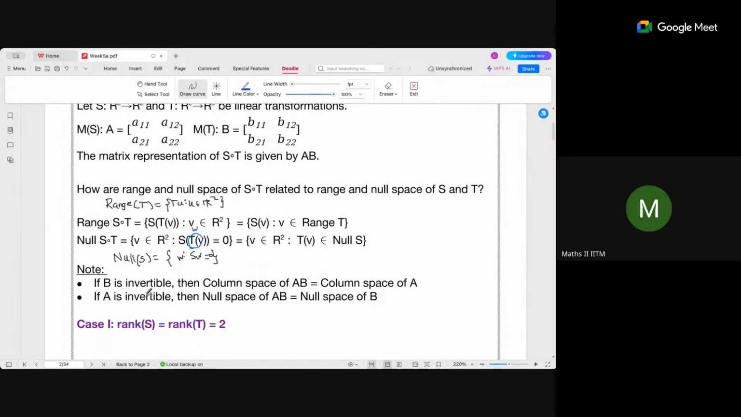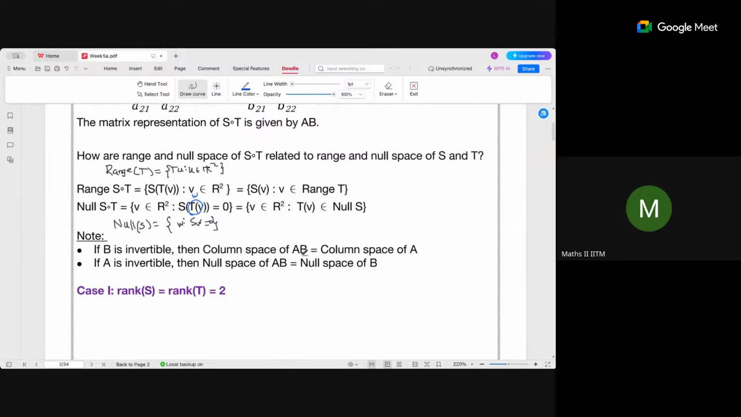Okay. If B is invertible, then the column space of AB equals the column space of A. So if you have an invertible matrix B, then the column space of AB is the same as the column space of A. These have some simple proofs, so those who want can try to explore it yourself, and if you have difficulties, we can discuss. You have to use the property that B is invertible. If B is invertible, then what happens to the rank or to the determinant? You can use the inverse of the matrix and everything.